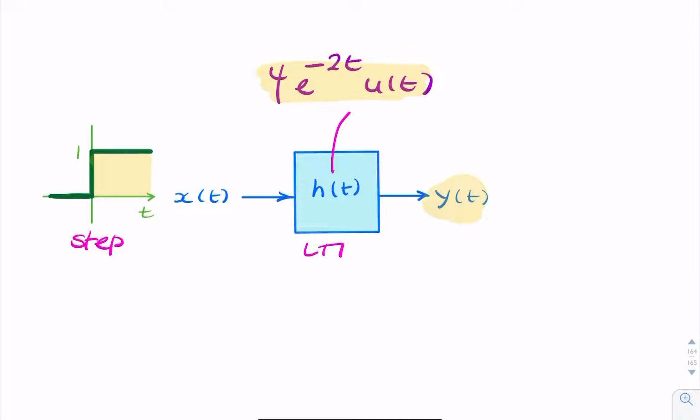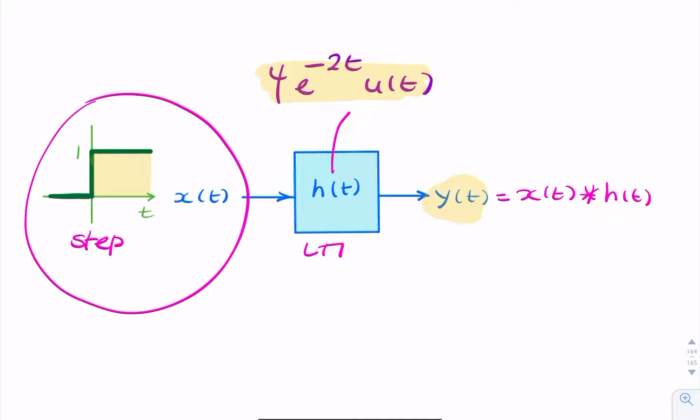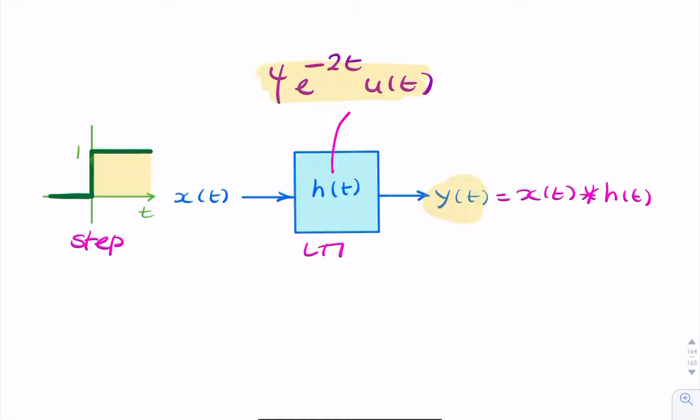Now normally, you could find the output by simply taking the input and convolving it with the impulse response. That's how we would normally do it. But in this particular question, we're told that the input is a step function. So the output, by definition, is something that we call the step response. So what we're actually after is the step response. And we can get the step response directly from the impulse response.